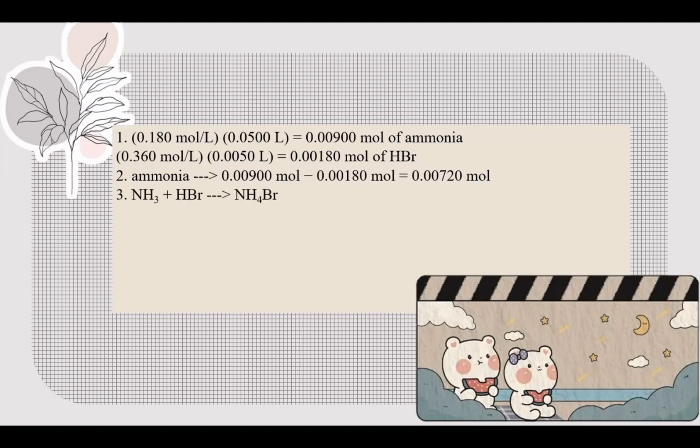Third, the ammonia that reacts with the hydrogen bromide produces ammonium ion. From the chemical equation, ammonia plus hydrogen bromide is ammonium bromide. So we can see that the ammonium ion is produced in a 1:1 molar ratio with each reactant. Since hydrogen bromide is the limiting reagent, we determine that 0.0018 mole of ammonium ion will be produced. Thus, we may ignore the bromide since it plays no role in the pH.